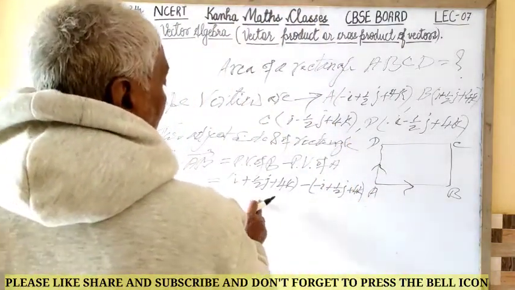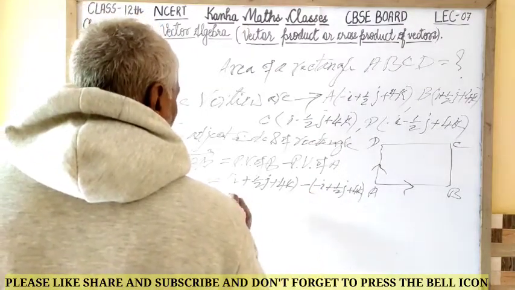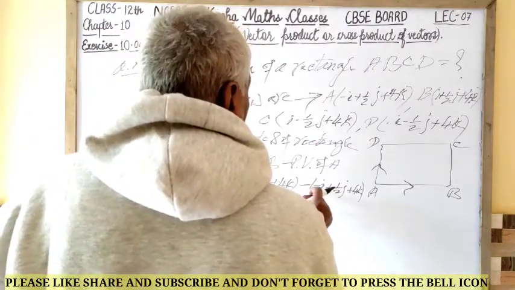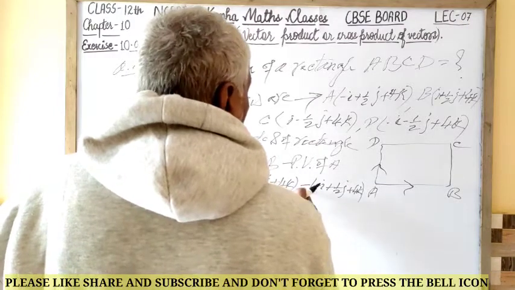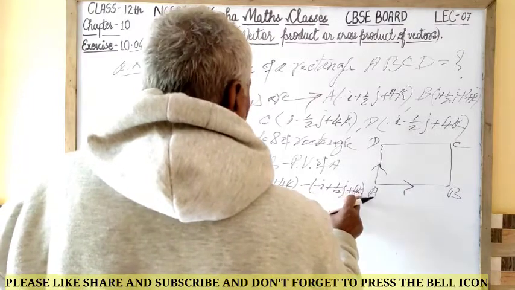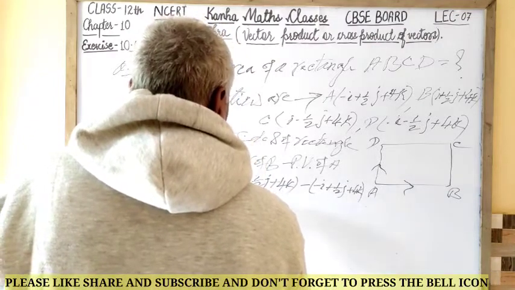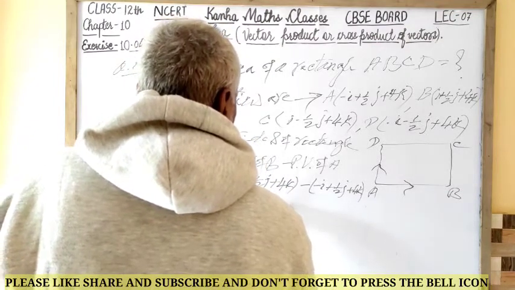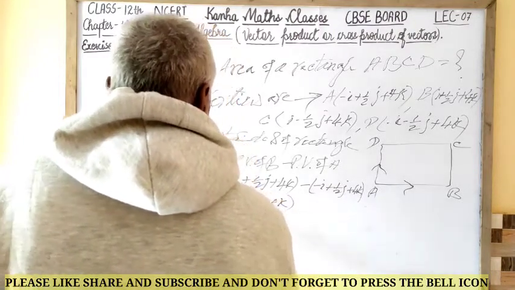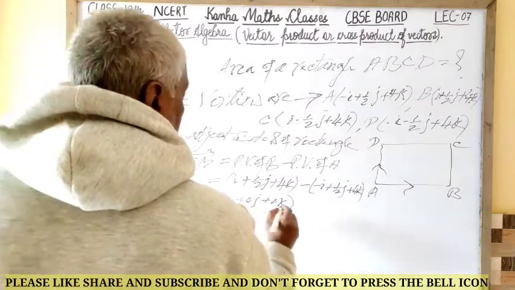So i minus (minus i) means 2i. Here it is plus half j and here it is minus half j, so j will be cancelled, and minus 4k and plus 4k will both be cancelled, giving 0j plus 0k. The vector of one of the adjacent sides, AB, is this.